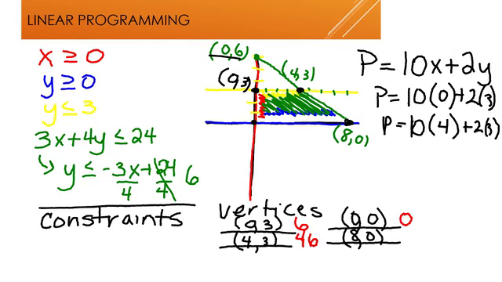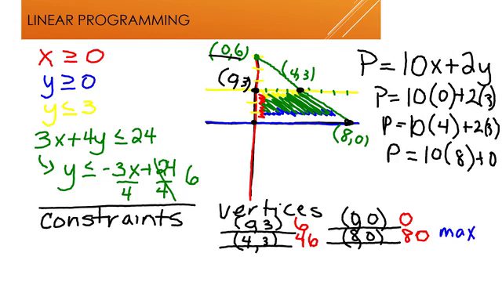How about the next one? 10 times 8, and then I'll have 2 times 0. I'm running out of room. We'll make that just a 0 there, since we know it's 0. And that'll be 80. So my maximum is going to be 80.